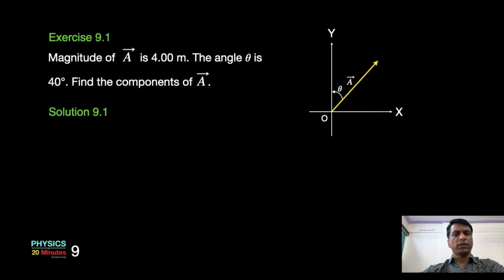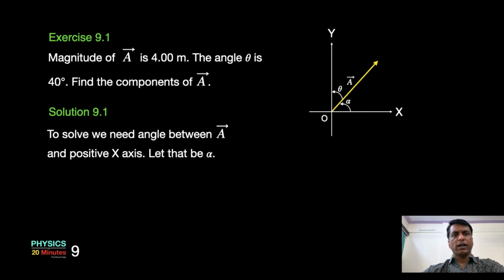In the theory that we have just developed, we need the angle theta between the positive x-axis and vector A in an anti-clockwise sense. Now this angle here is alpha. You can see that it is not known to us. What is known to us is theta, which is 40 degrees. How do we get alpha? You can see that the angle between the x and y axes is 90 degrees. You can subtract theta from 90 and that will give you the value of alpha.